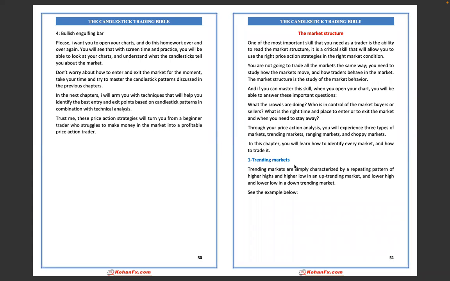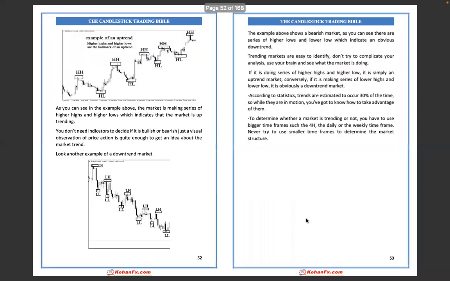Now, according to this book, we have three types: the trending market, the ranging market, and the choppy market. So let's look at the trending market. It says that trending markets are simply characterized by a repeating pattern of higher highs and higher lows in an uptrend, and lower highs and lower lows in a downtrending market. I think we all know this. Higher high, higher low. That's what we've been saying all along.